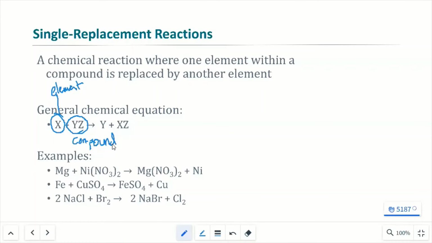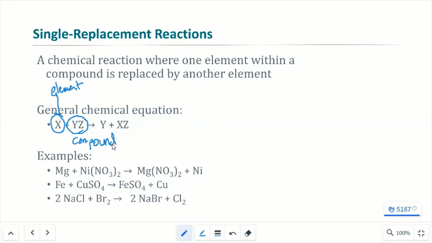Now, this always occurs with ionic compounds. You don't see this very often with covalents, but either side of the ionic compound can be affected. It does not have to be just the metal kicking out the metal. Non-metals can kick out non-metals as well. And that's evidenced by the two different reactions we have.